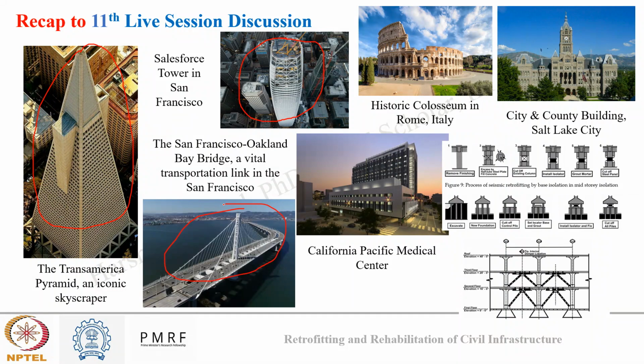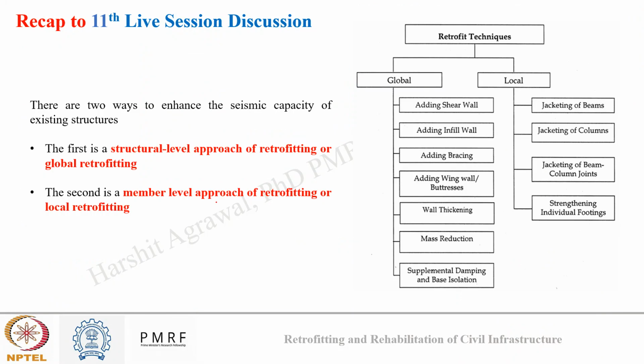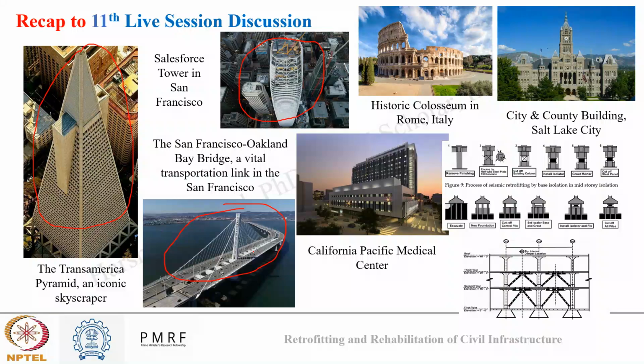Here again, we saw how wall thickening and mass reduction was done in the bridge to retrofit the structure against seismic activity. Here we saw how masonry structures were repaired by increasing the wall thickness. In the steel frame structure, we saw how moment frames were used.